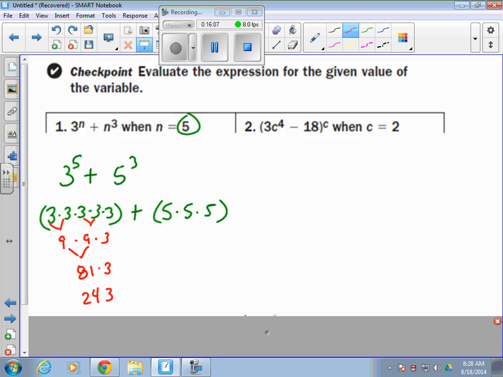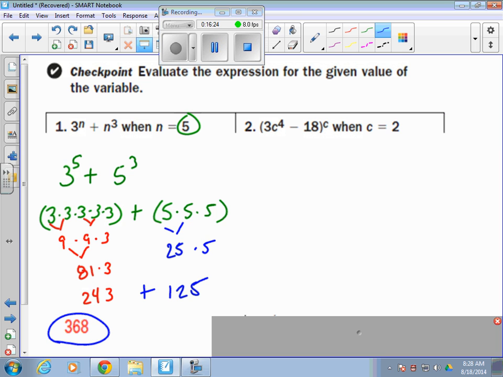When we do the same thing with our 5s, 5 times 5 is 25, times 5 more. Well, we know 5 quarters is $1.25, or 125. So when you add those two together, 243 plus 125 is going to be 368. 368.